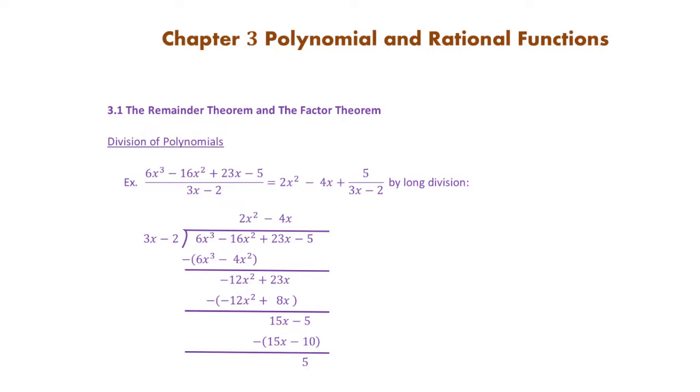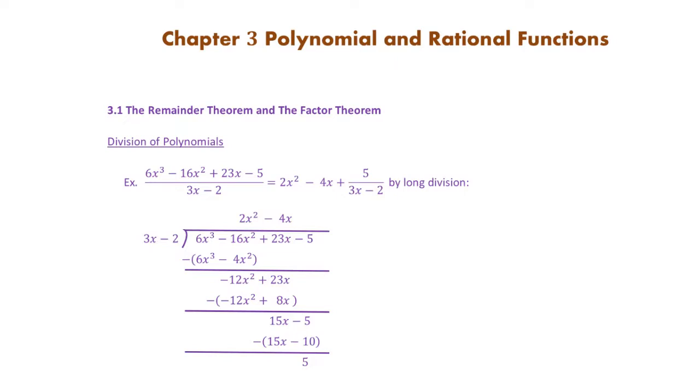So that becomes positive 12x squared minus 8x. And then you just combine those, so you get a negative 12x squared and 12x squared cancel. And 23x minus 8x, you get 15x. And then you move down negative 5. So you got 15x minus 5. And then you divide the 15x by 3x. And you get a 5. So I need to put 5 on the top line.